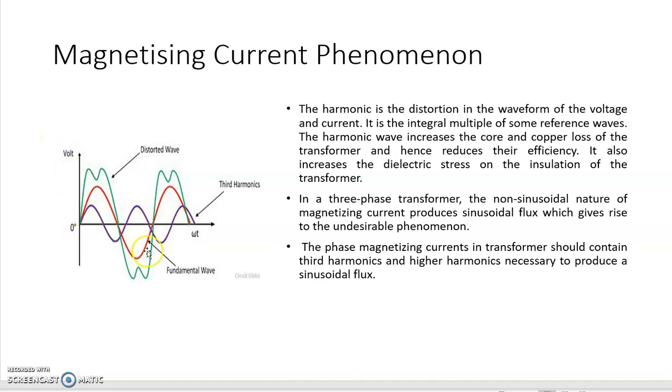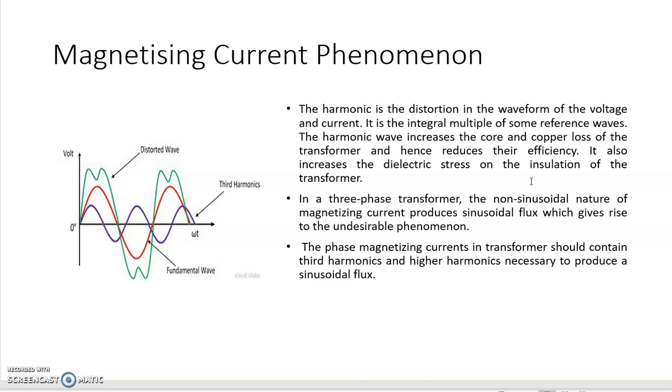So look at the waveform first. You can see in the red color a simple sinusoidal waveform. In green color you are going to see the distorted waveform. And these are the third harmonics, that is between the sine wave. So harmonic distortion in the waveform of the voltage and current can be observed usually in a three-phase transformer. It is an integral multiple of some reference wave. The harmonic waves increase core and copper losses and ultimately reduce the efficiency and stress the insulation.